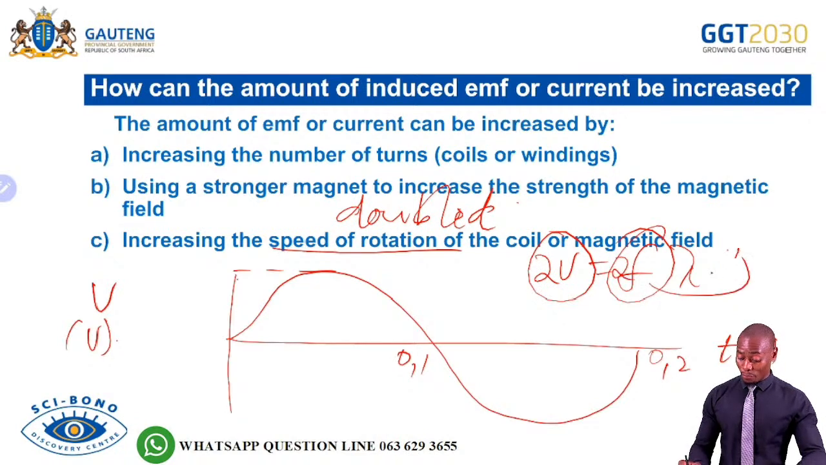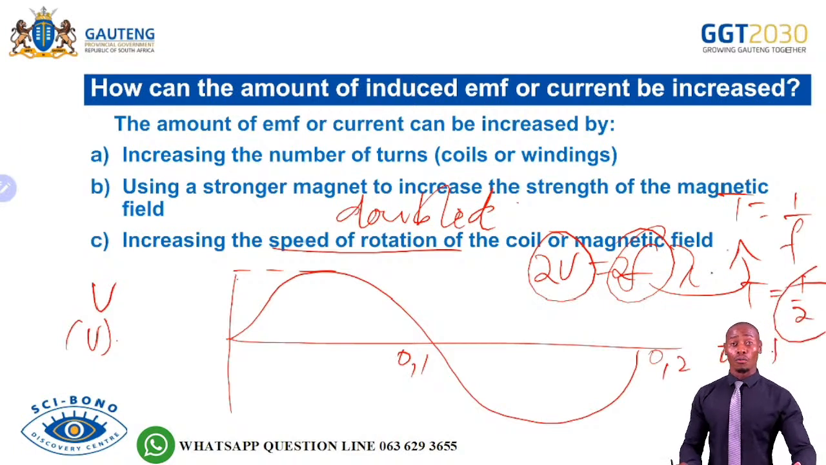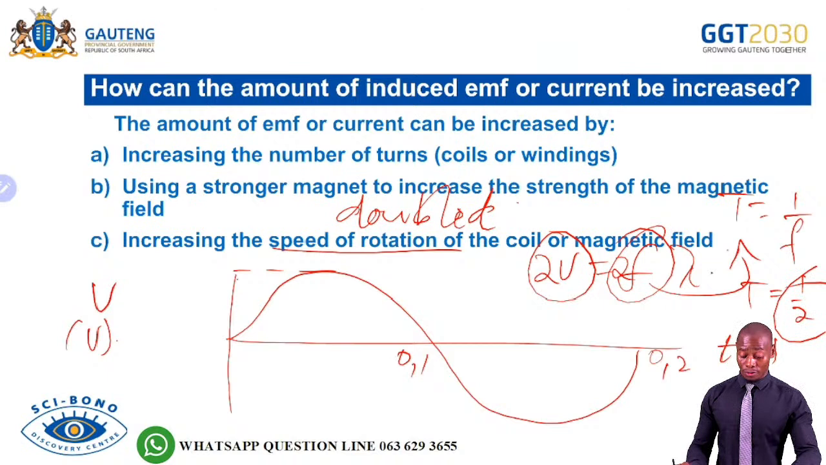Doubled. But what about period? Period is, remember, given by 1 over what? Over f. So if frequency is doubled, it means that period will be what? Will be halved. I hope you can see what I'm talking about with those equations. All right. So if the speed of rotation of the coil is doubled, frequency is also going to be what? Is going to be doubled. Then what about period? Period will be what? Will be halved. So then when you draw this graph, all right.